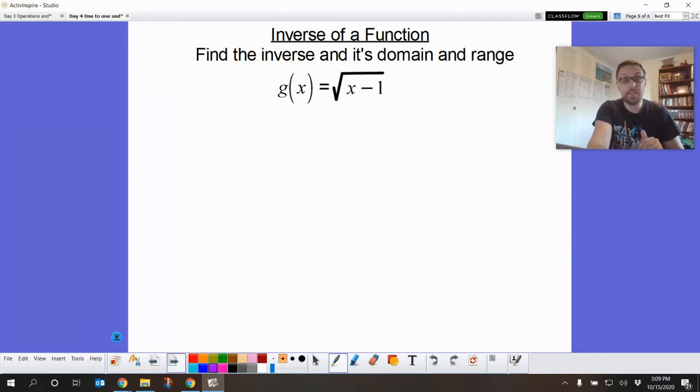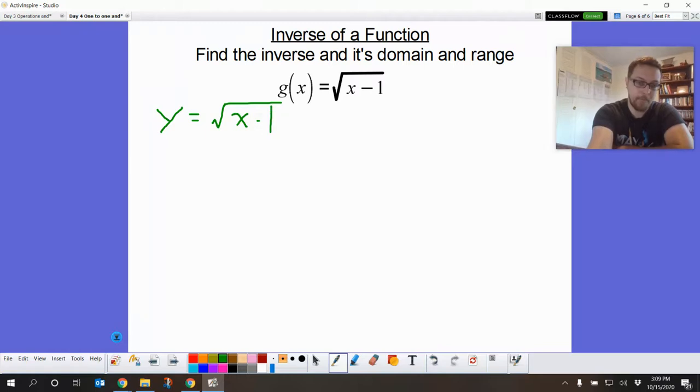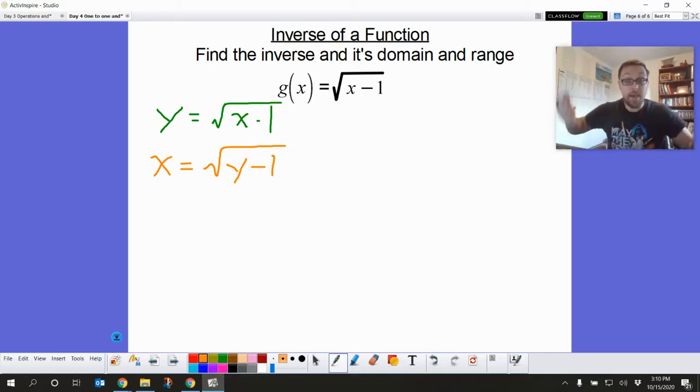This one, g of x is the square root of x minus 1. All right, cool. So I am first going to rewrite it so it looks a little bit better. G of x, again, that's just a y. Okay. And now I need to find my inverse. To find my inverse, I swap x and y to create a new function. There it is. I have found the inverse. Wonderful. But it doesn't look nice, and I like it to look nice.